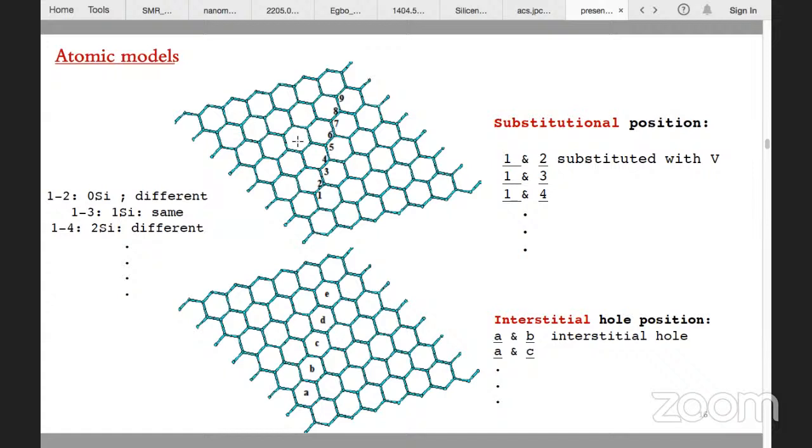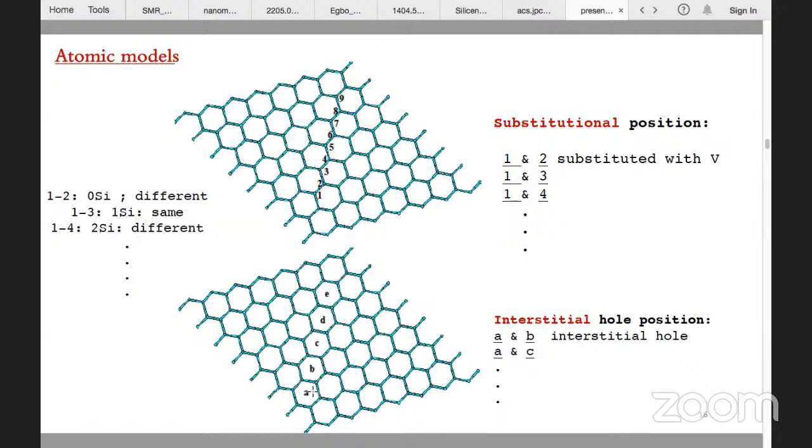What we want to do is to use vanadium and put it inside these defect centers in silicene. Our model system will consist of a pair of vanadium atoms separated by silicon atoms. For instance, in the case of the substitutional position, you can have vanadium atom 1 and another one at 2, or one at 1 and another at 3, or 1 and 4, 1 and 5, 1 and 6, and so on. So basically you have two vanadium atoms that are separated by silicon atoms in silicene.